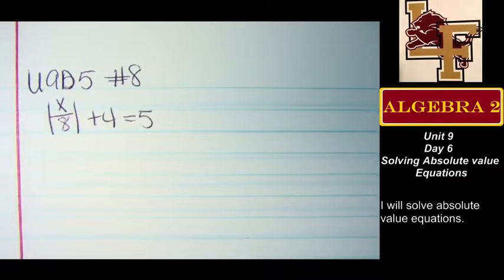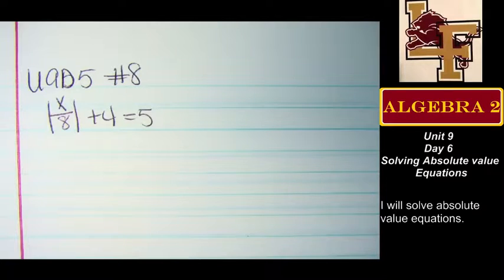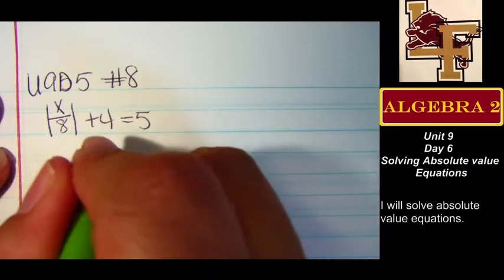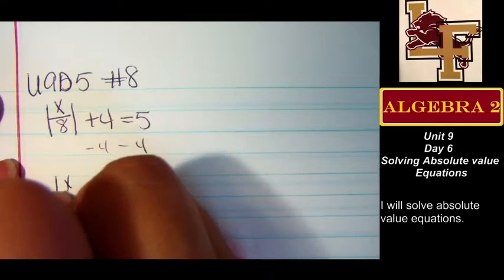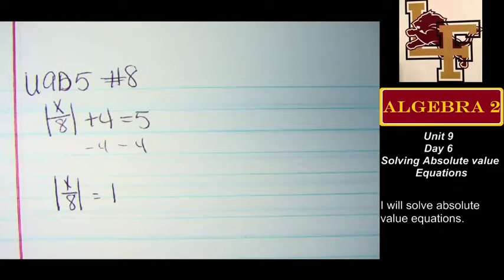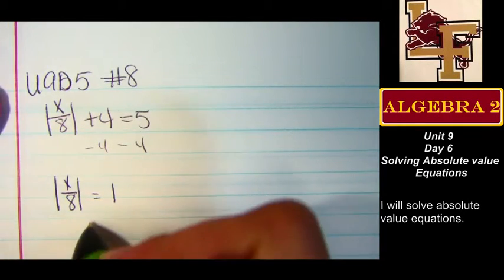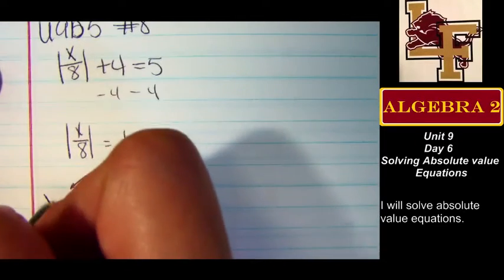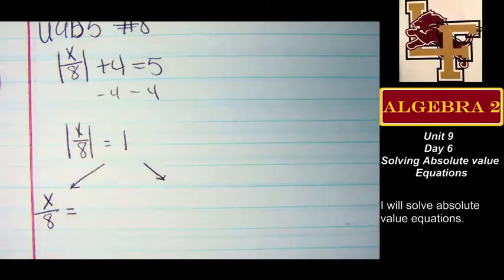Step number 1, is the absolute value isolated? No, so I need to isolate it. I'm going to subtract 4 from both sides. And my absolute value now looks like this. Now that I've isolated it, I'm going to rewrite it once in a positive version, once in a negative version. Once I do this rewriting, I no longer have an absolute value.